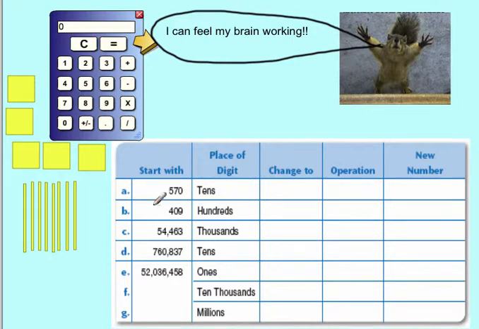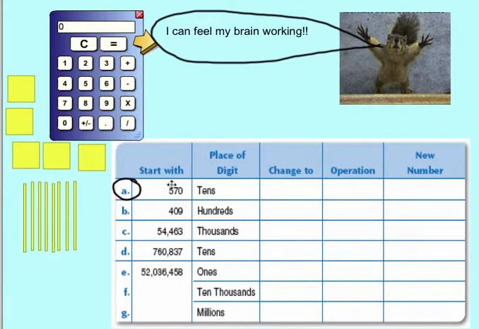We have a chart down below with numbers that we're going to start with, and the places of digits we're going to focus on. We're going to be changing the digit that we're told to change to a certain number by adding or subtracting to get a new number. All right, let's start with A here.